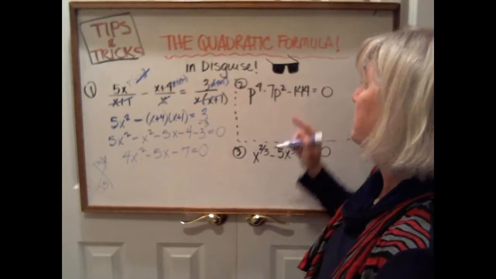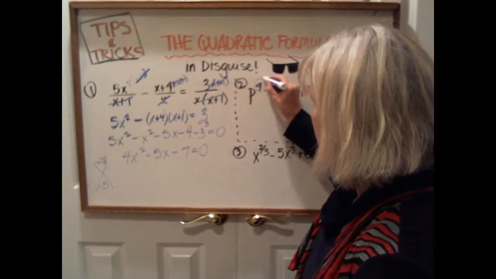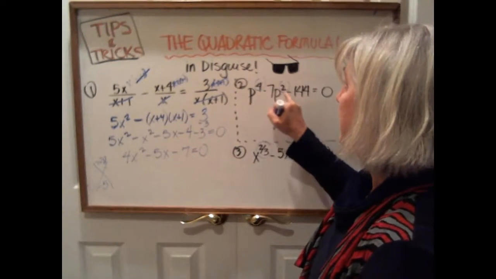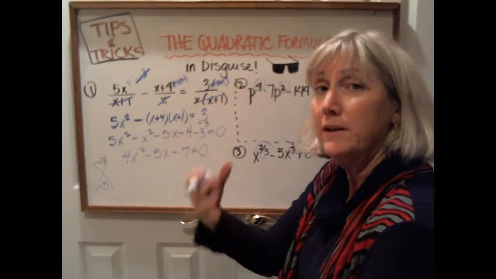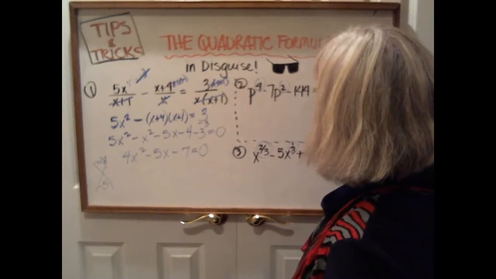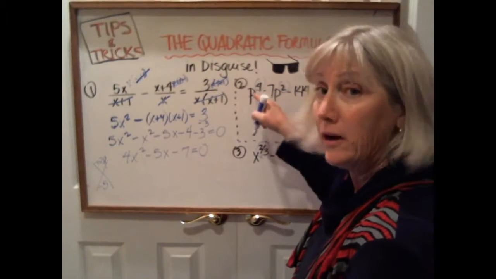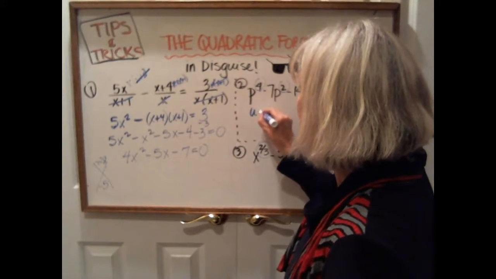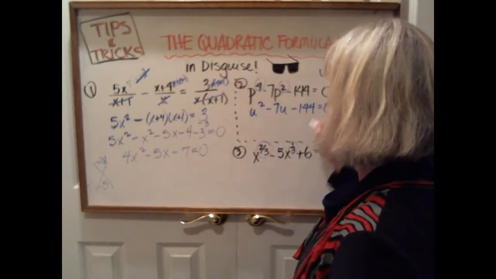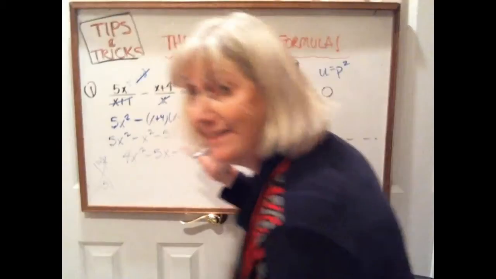p to the 4th, minus 7 p squared minus 144. What we need to look at here in both of these examples is the exponents. The 2/3 and the 1/3. If this is double this and then this is a constant, we can say it's in quadratic form. So we can say something like u equals p squared, because this would be p squared squared is p to the 4th. So we can just rewrite this as u squared minus 7u minus 144 equals 0. And then we see if we can solve this, but this, yes, is a quadratic.